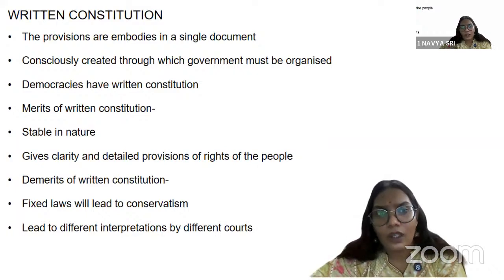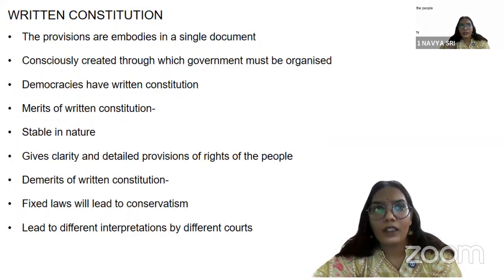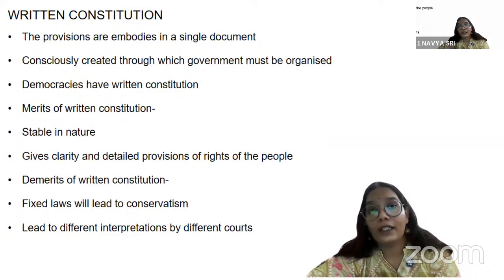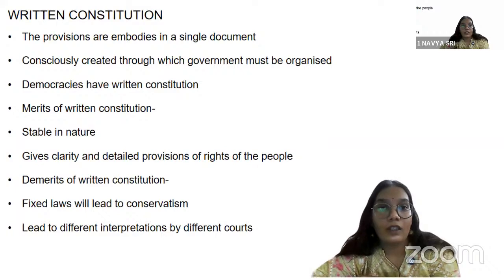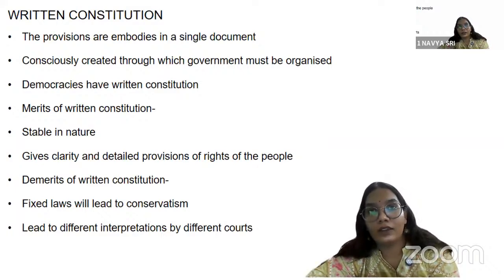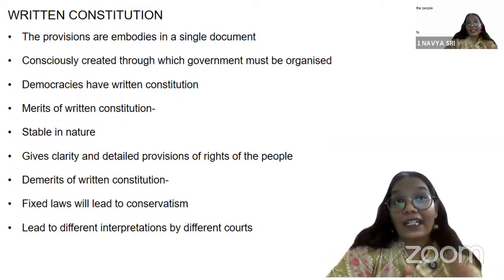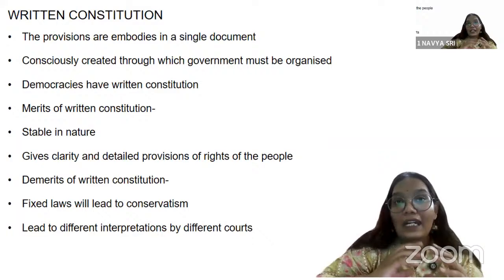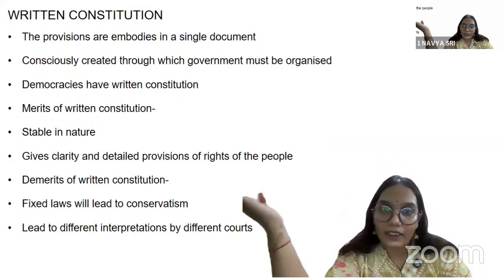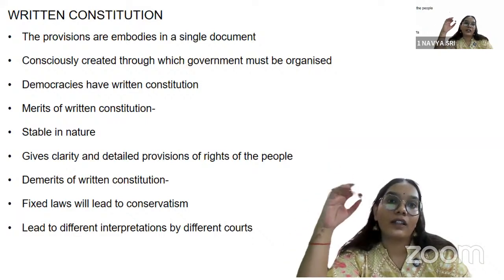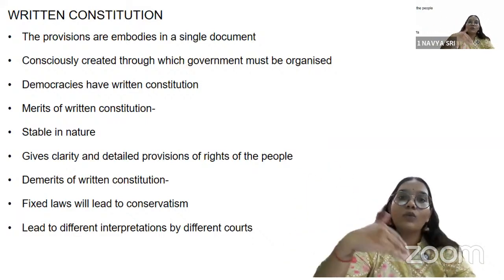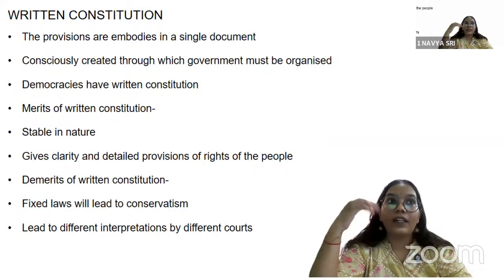For example, the anti-defection law. The anti-defection law was interpreted differently by different courts, different governments, and different Speakers of the houses. Until the Kihoto Hollohan case in 1991, when a constitutional bench was formed and the court gave certain guidelines, it interpreted the anti-defection law of 1985, the 10th Schedule. It gave certain rules and regulations on how the law has to be read, which had been generally made by the government.